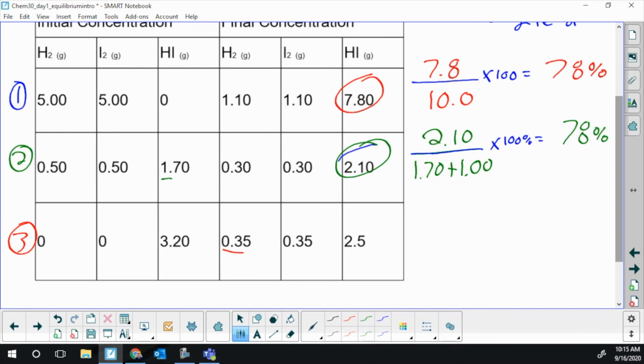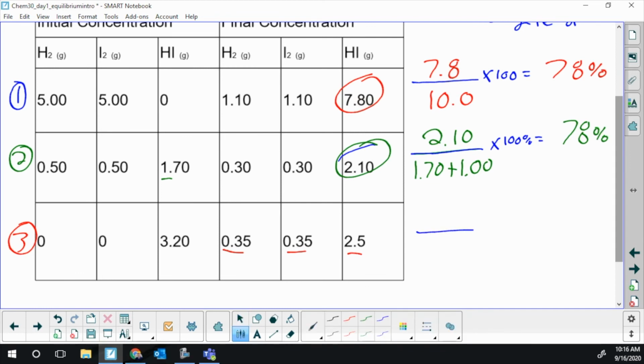This reaction went backwards to get to dynamic equilibrium. Okay. We made some iodine, and our product went down. It's never happened before. Products aren't supposed to go down. Well, they can in equilibrium situations.